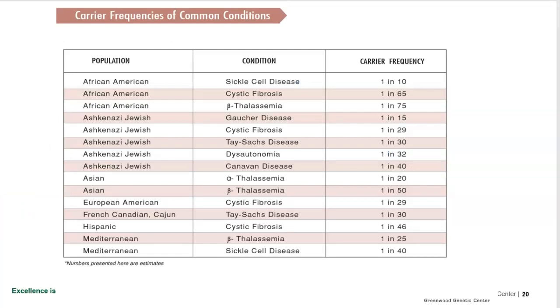So if a child has a recessive disorder, there's a 25% chance of having another one. And this is just every single ethnic group is at risk of different things. And this is why in genetics, I always ask, what's your ethnic background?